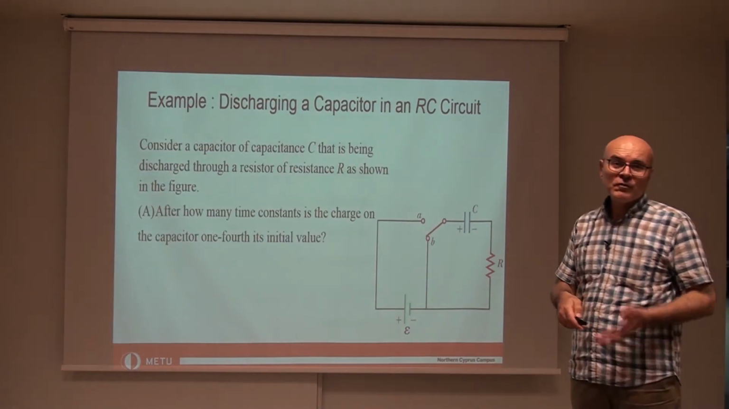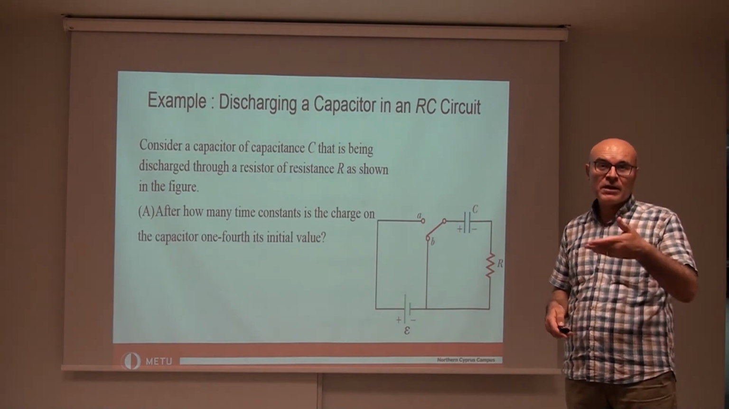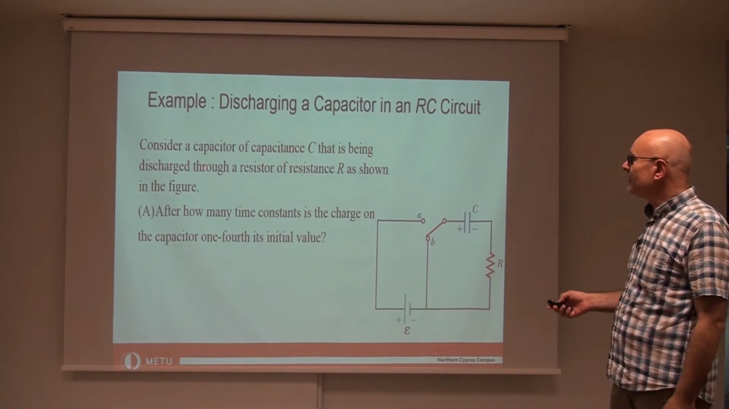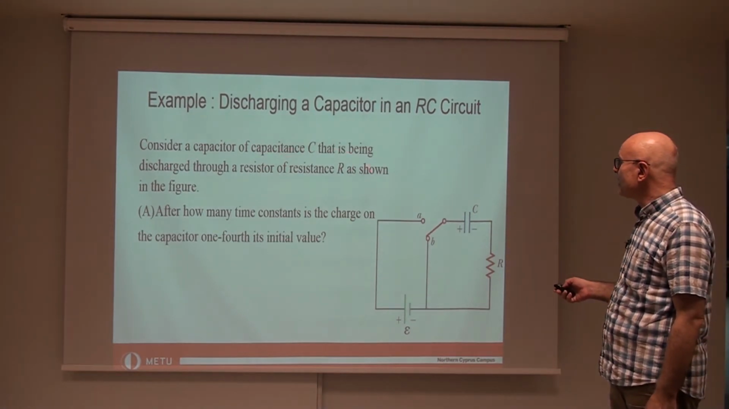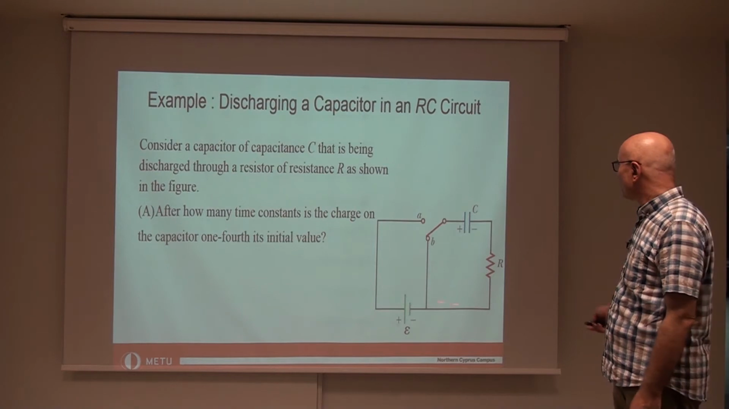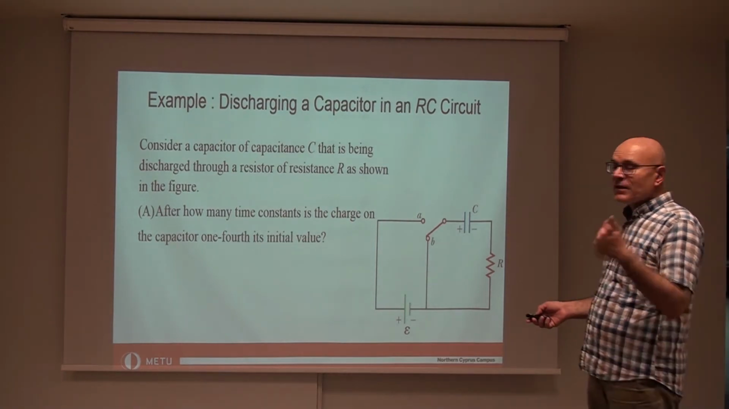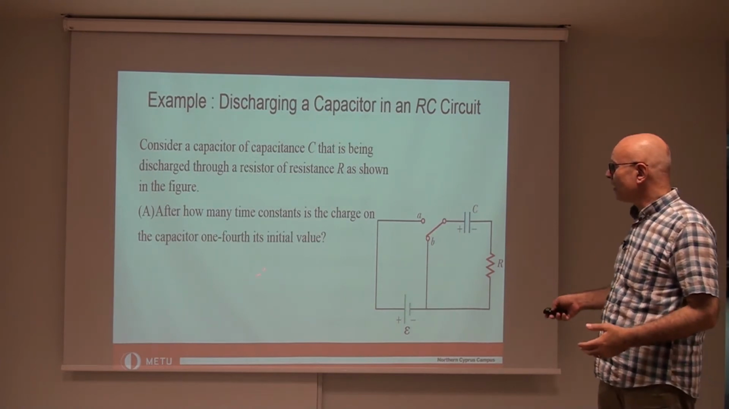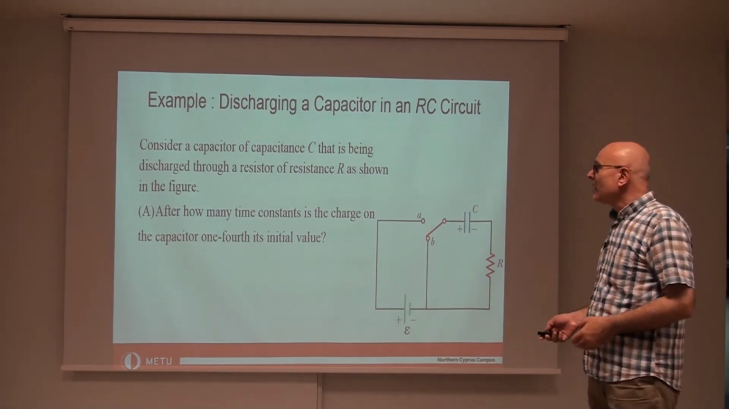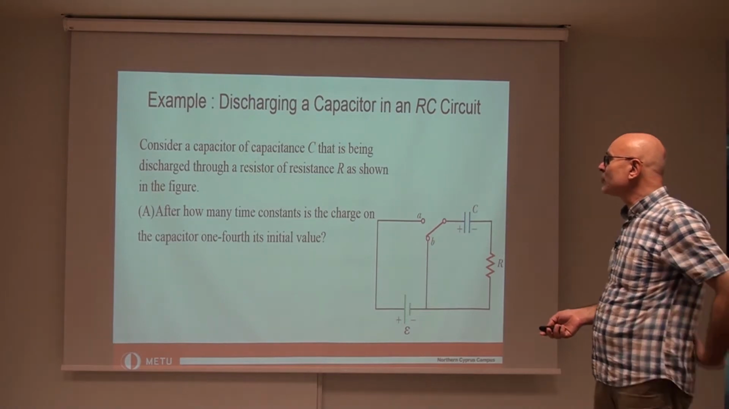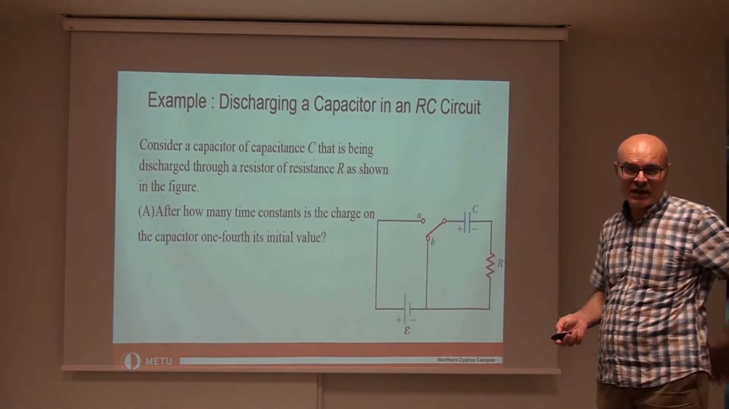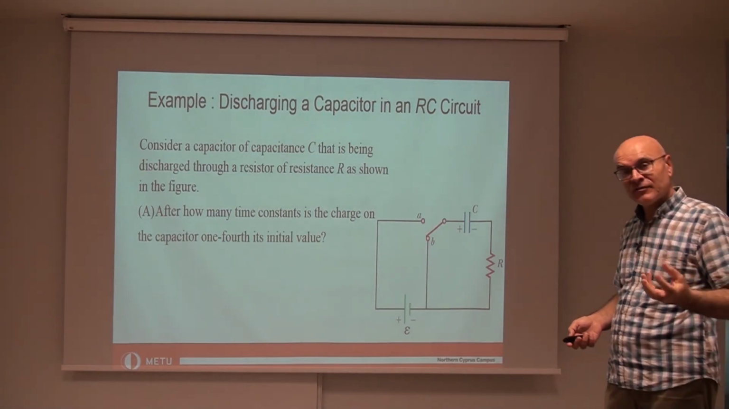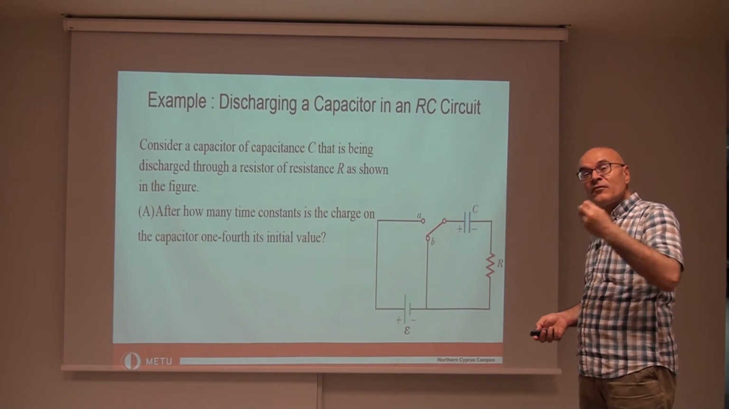Now we move to discharging a capacitor. There is a capacitor of capacitance C being discharged through a resistor. This is a general circuit, okay? So what we are going to derive here applies to any circuit. After how many time constants is the charge on the capacitor 1/4 its initial value? So after how many RCs will we have the charge equal to 1/4 of its initial value.